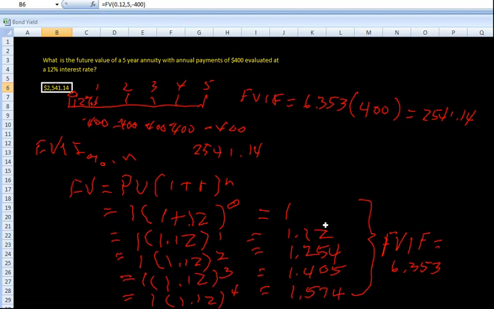So what you're doing is you're calculating a factor for each year, summing the total of the factors for each year, and getting the factor for all 5 years. And that's why we say for 12% for 5 years as FVIF sub percentage sub n. So that's it, and we'll see you in the next slide.